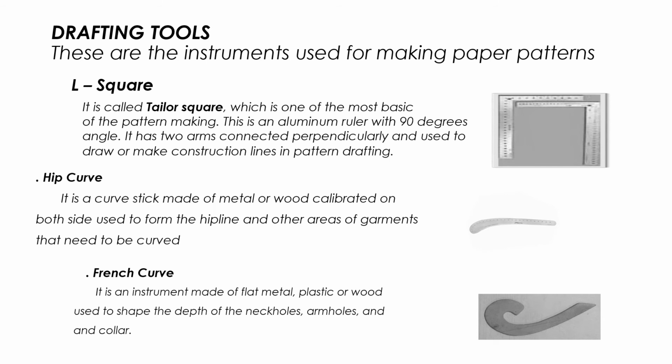perpendicularly and used to draw or make construction lines in pattern drafting, while the hip curve is a stick made of metal or wood calibrated on both sides used to form the hip line and other areas of the garments that need to be curved. French curve is an instrument made of flat metal, plastic, or wood used to shape the depth of the neck holes, armholes, and collar.